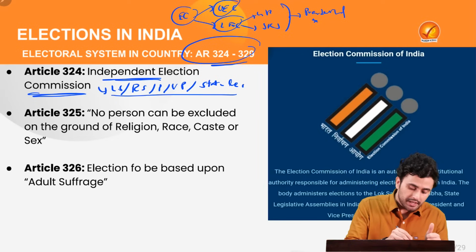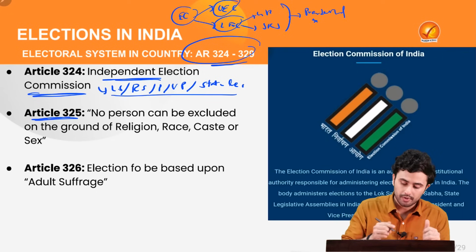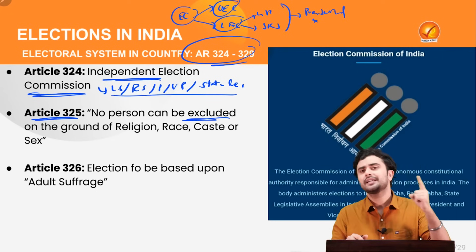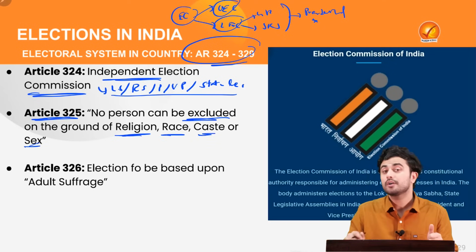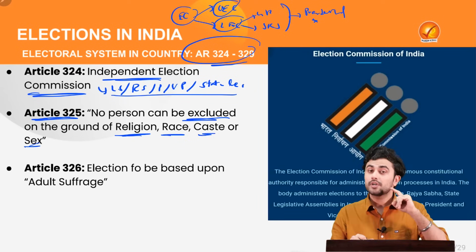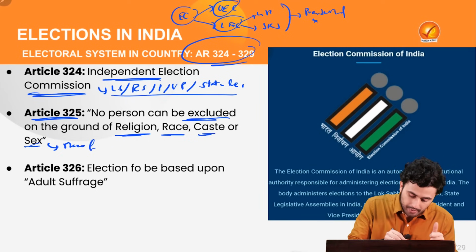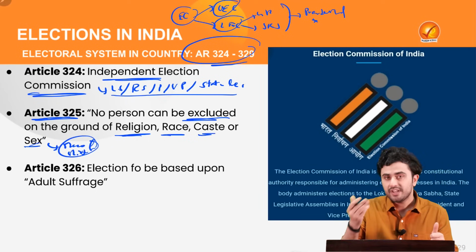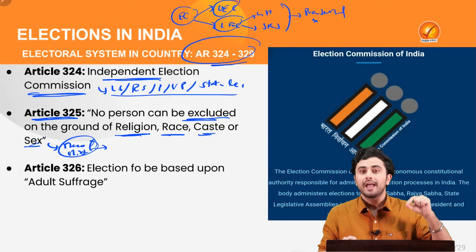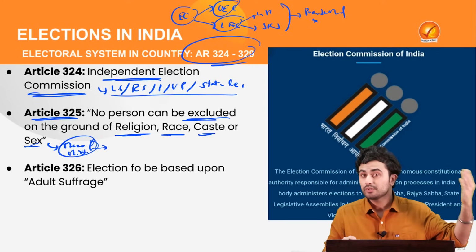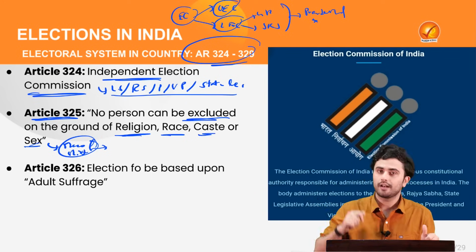Then Article 325 states that no person shall be made ineligible or excluded from the electoral roll on the basis of religion, race, caste or sex. Keep this in mind that a person can be excluded from the electoral roll on the basis of place of birth, which basically means that if you are registered in the electoral roll as a voter in the state of Uttar Pradesh, then you cannot go and vote in the elections in Kerala.